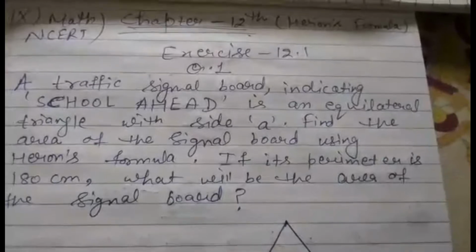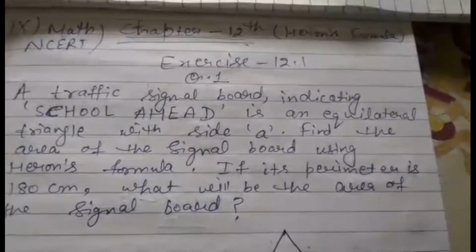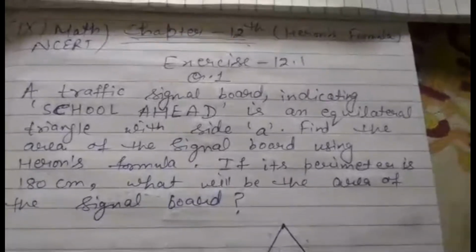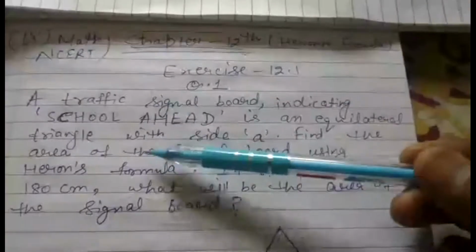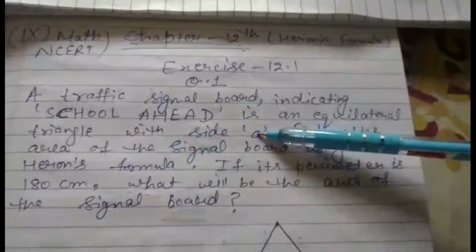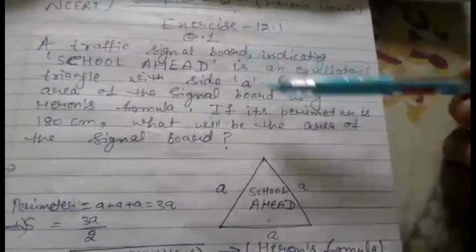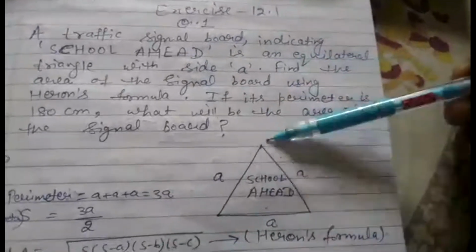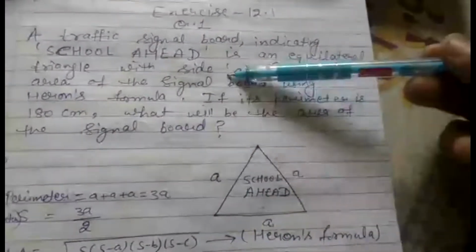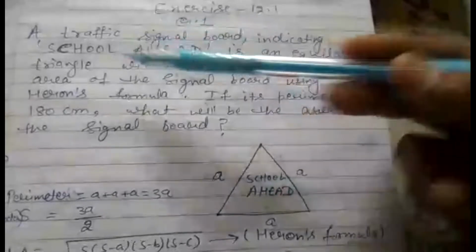NCERT 9th class math chapter 12, Heron's formula, exercise 12.1, question number 1. A traffic signal board indicating school ahead is in an equilateral triangle with side A. Means there is a traffic signal board which is in equilateral triangle form, and the side of this equilateral triangle is A.